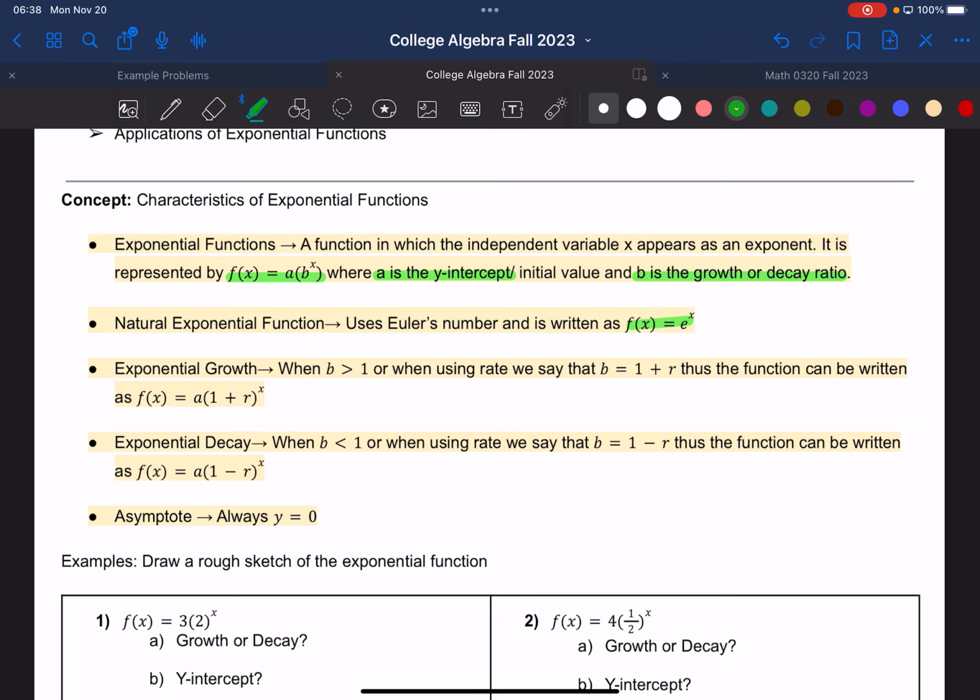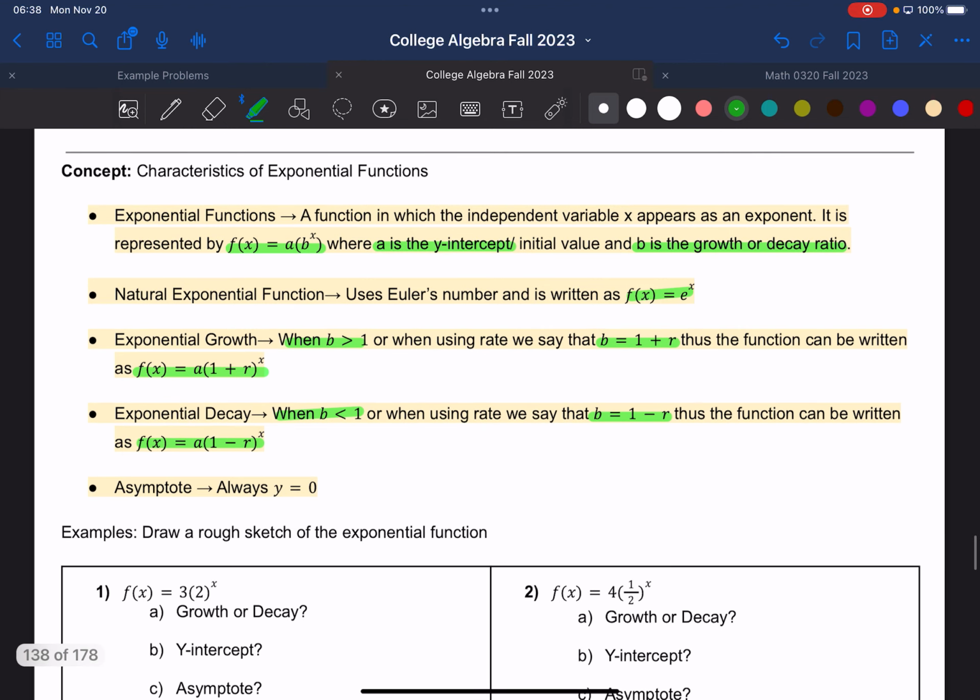Exponential growth, so if our b value is greater than 1, that tells us we're using a growth rate of 1 plus r. And the function could be written as f of x is equal to a times 1 plus r to the x power. And then opposite with decay, if it's less than 1, our b value is 1 minus r, and we get the function f of x is equal to a times 1 minus r to the x power.